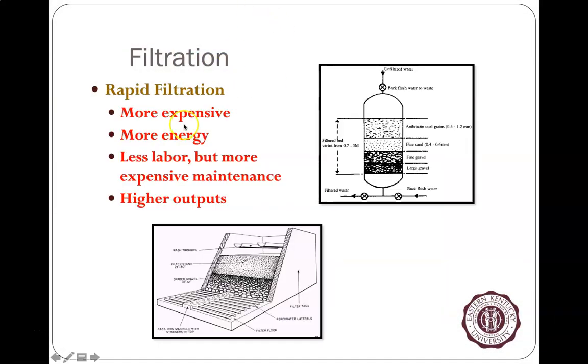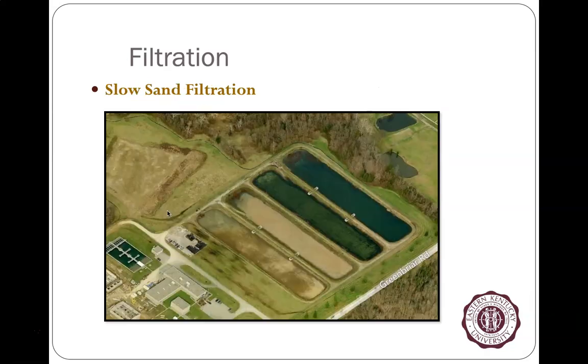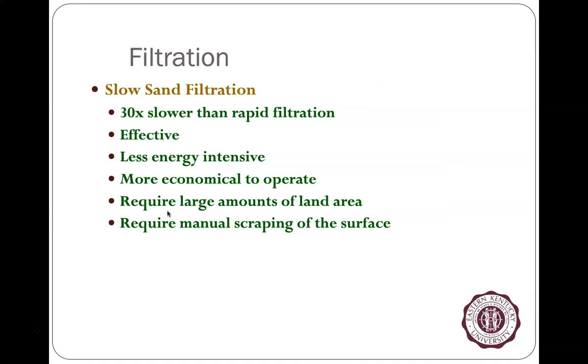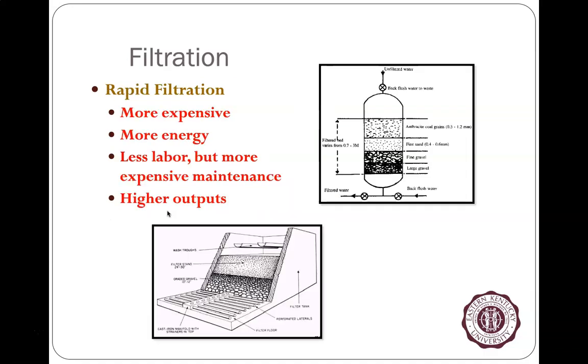I want to let you know that the rapid method is more expensive and more energy intensive, but requires less labor. And as labor costs go up, the expensive part may not be as much expensive. You can also generate water more quickly. So you may want to use these if you've got a large community, and you need more land area to do that. So if you don't have the land area or a lot of flat land, you need to do rapid filtration like they do at the Richmond water plant.